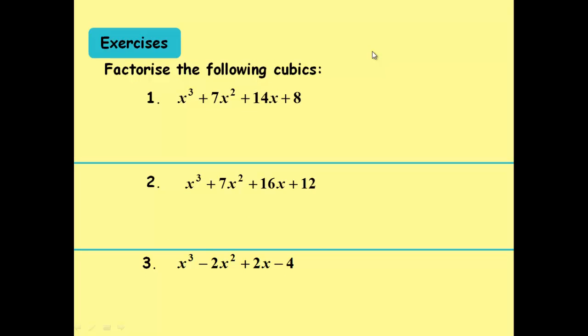Okay, well that's all you need to know for now. So have a go at these 3 questions. If you're successful, then you're ready for the lesson. Pause the presentation, have a go at fully factorising them, and then check the answers.